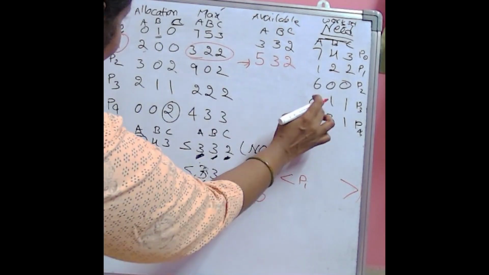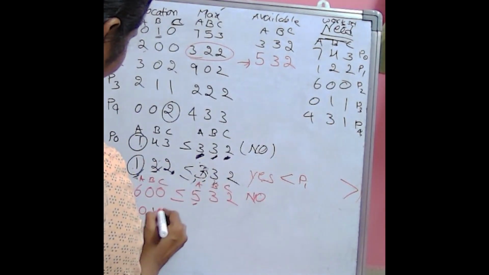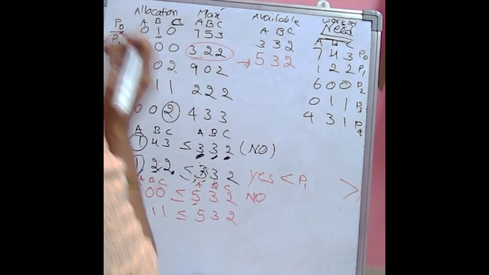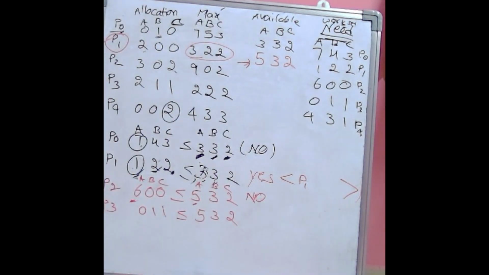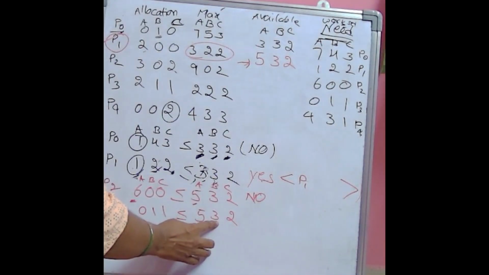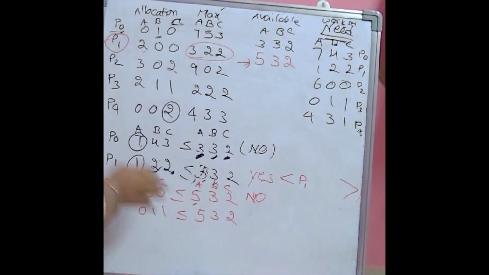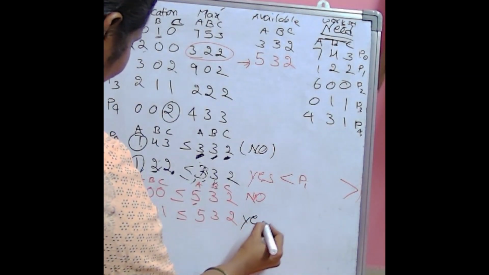P3 requires 0, 1, 1, and we are having 5, 3, 2. Clear? It requires 0 of A resource, we are having more. It requires only 1 of B type, we are having 3. It requires only 1 of C type, we are having 2. So it satisfies the request. Need is less than available.